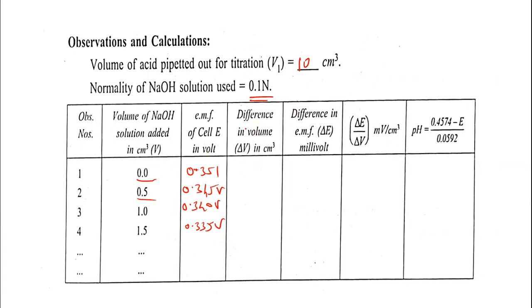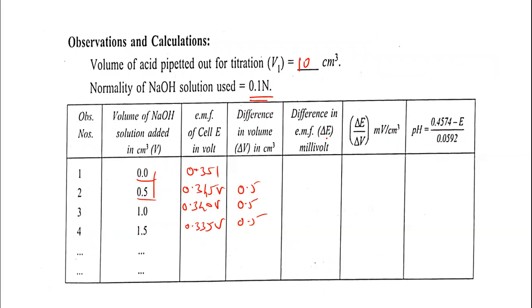Then you can see the next column, the difference in volume, delta V, the difference between these two. So it is 0.5 here, 1.0 minus 0.5 is 0.5 here. So this is 0.5 everywhere.